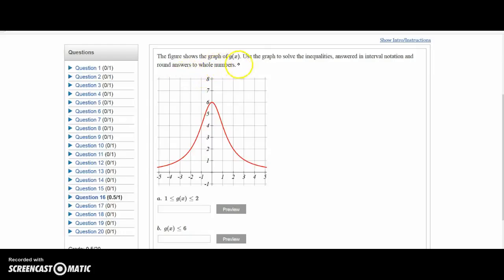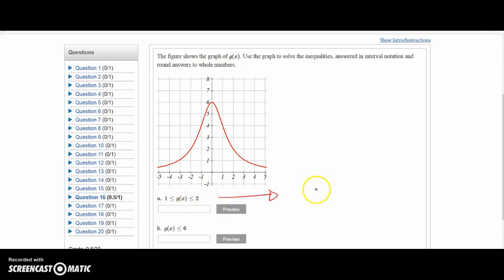The figure shows the graph of f of x. Use the graph to solve the inequalities and put them in interval notation. So in part A, we are asked to find all the x values such that g of x is between 1 and 2, including 1 and 2. Remember, g of x is just like your y value.